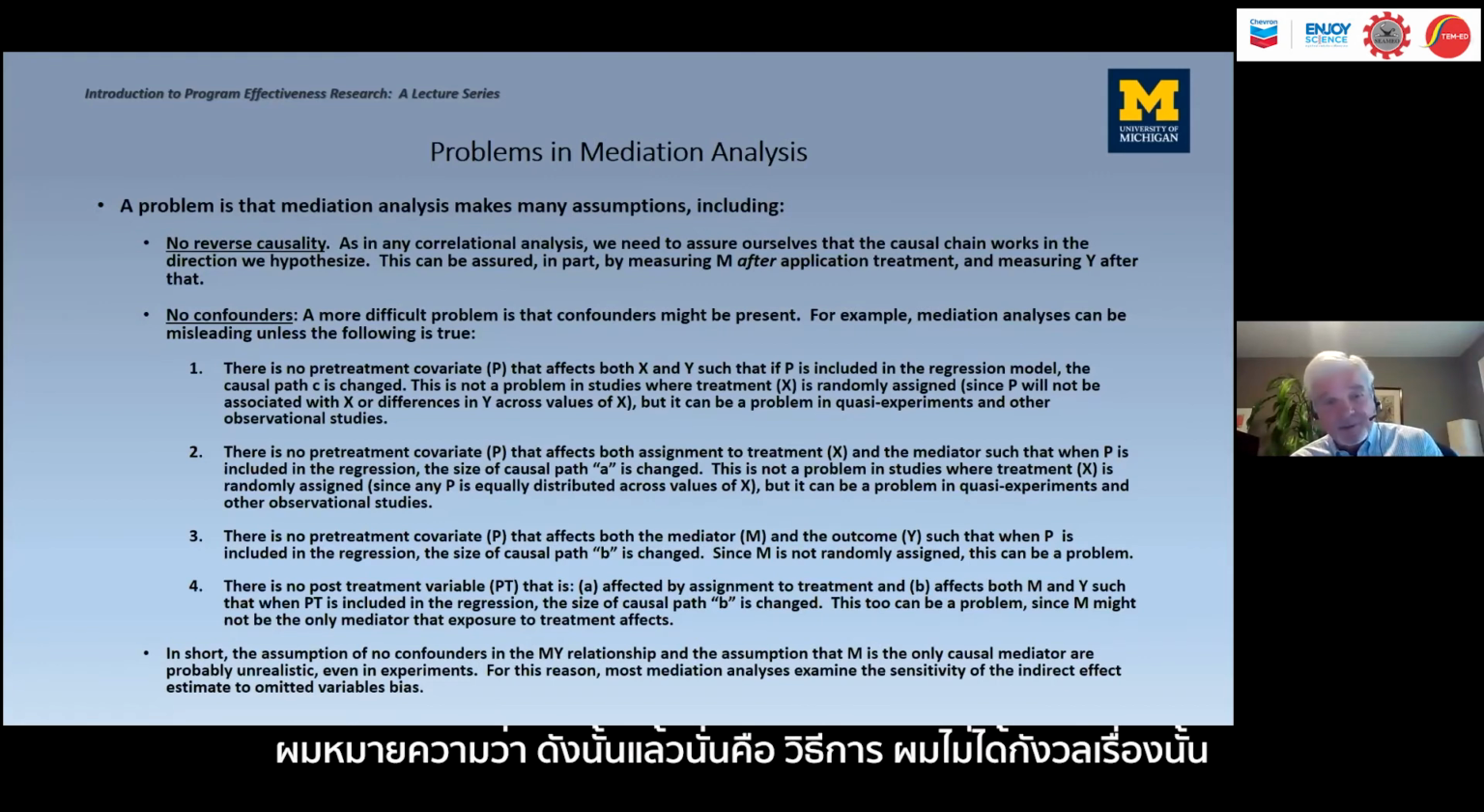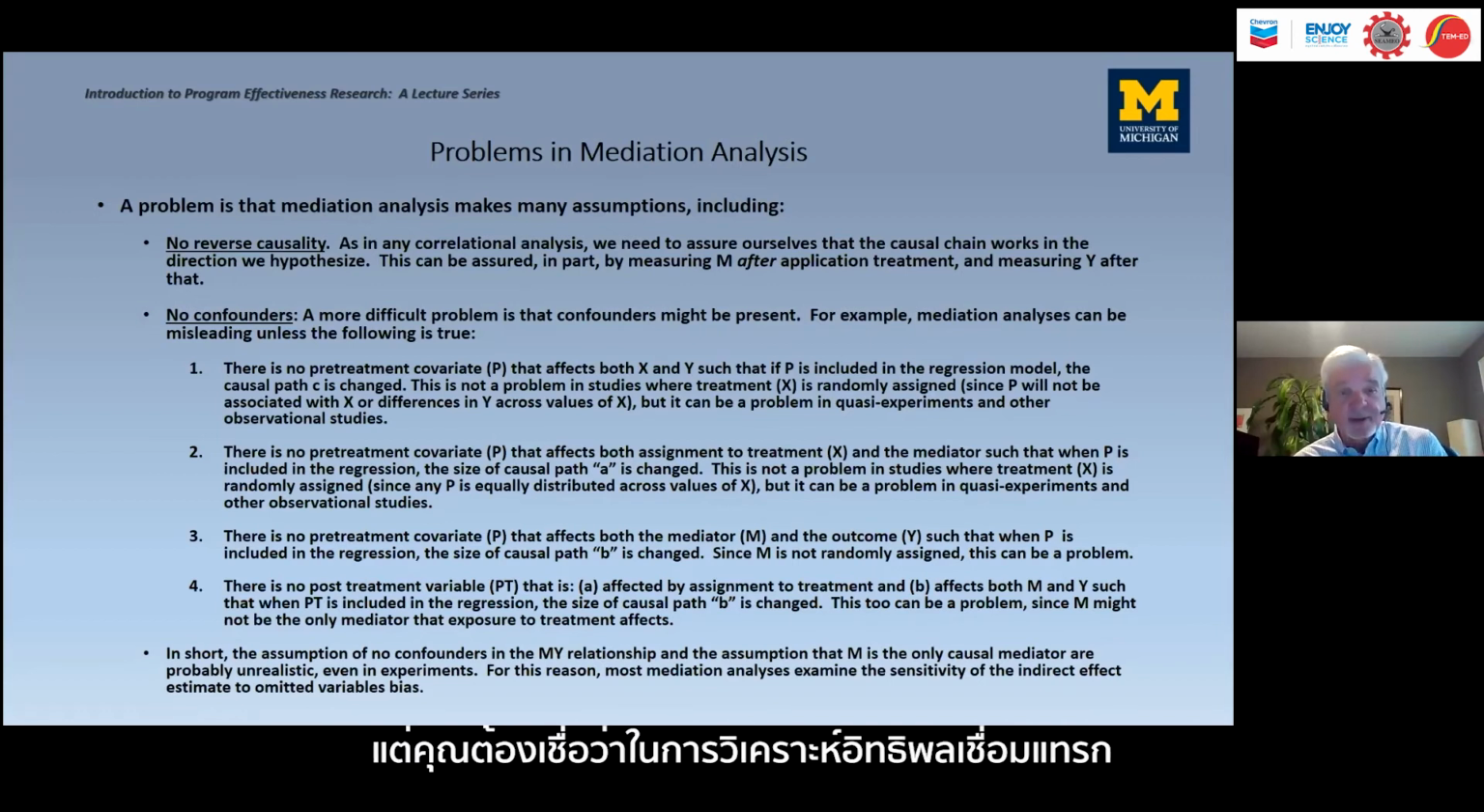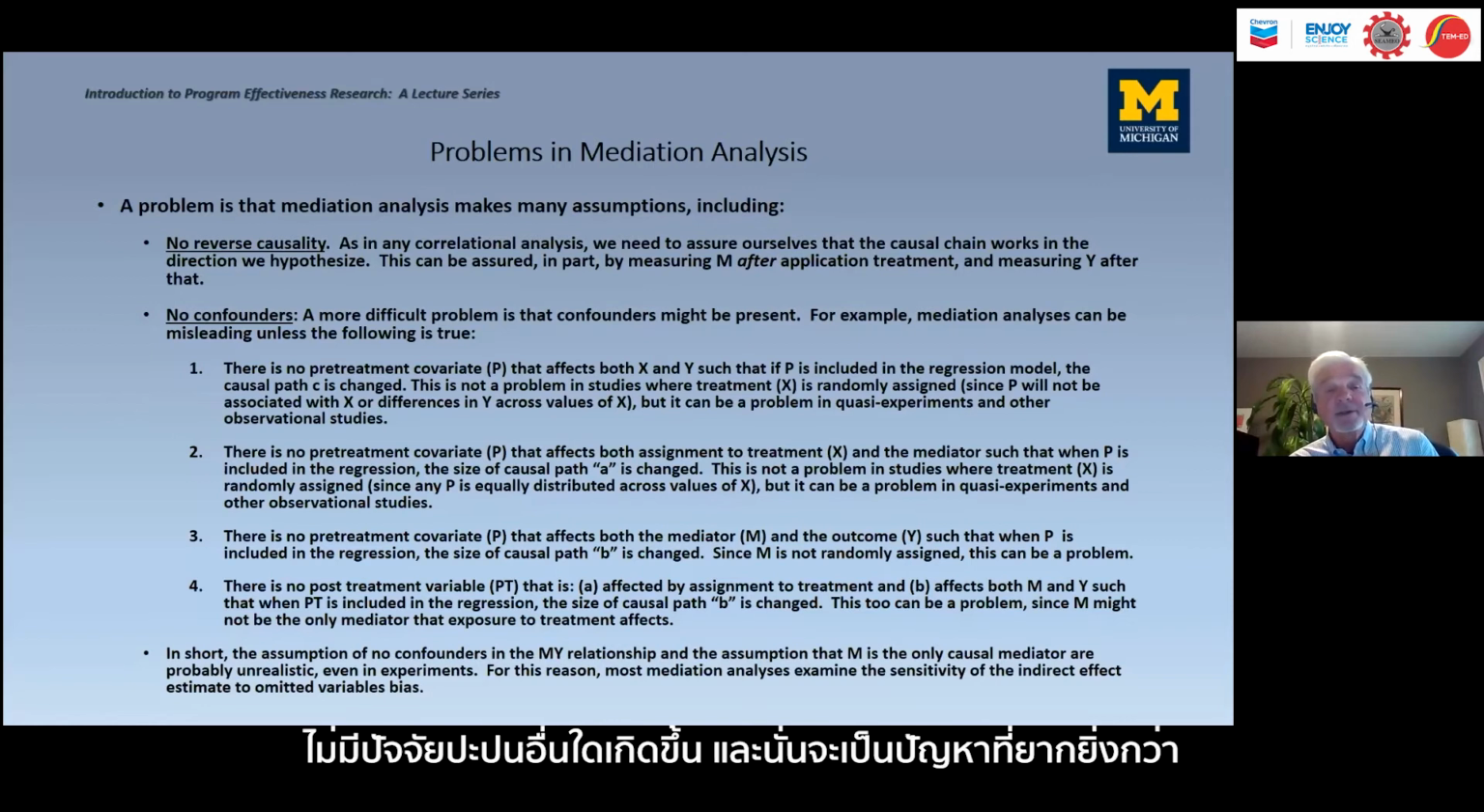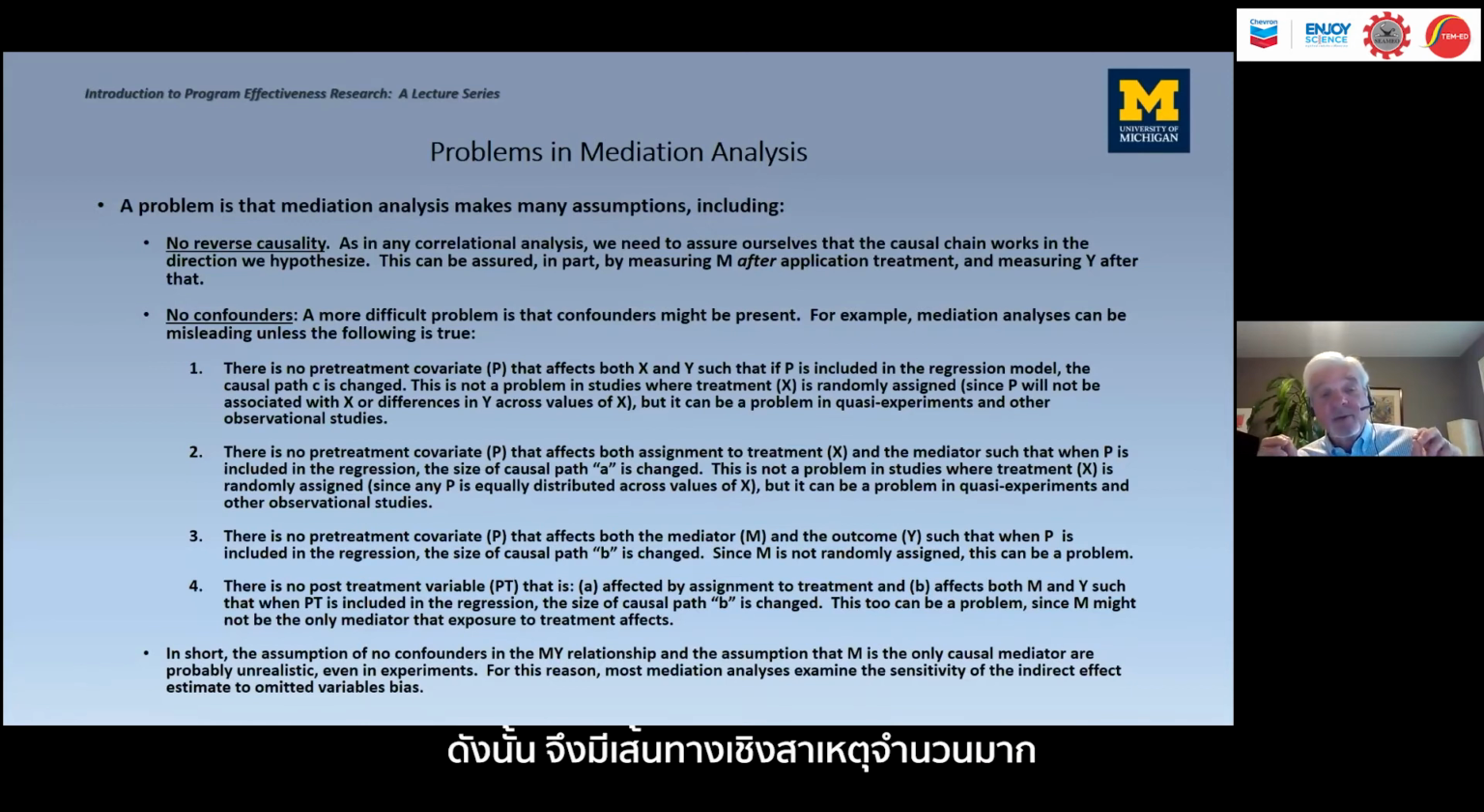I mean, so that's out. I'm not worried about that. But you have to assume in mediation analysis that there are no confounders going on. And that's a much more difficult problem. So there's a lot of causal paths, and each of them have to be free of confounding.